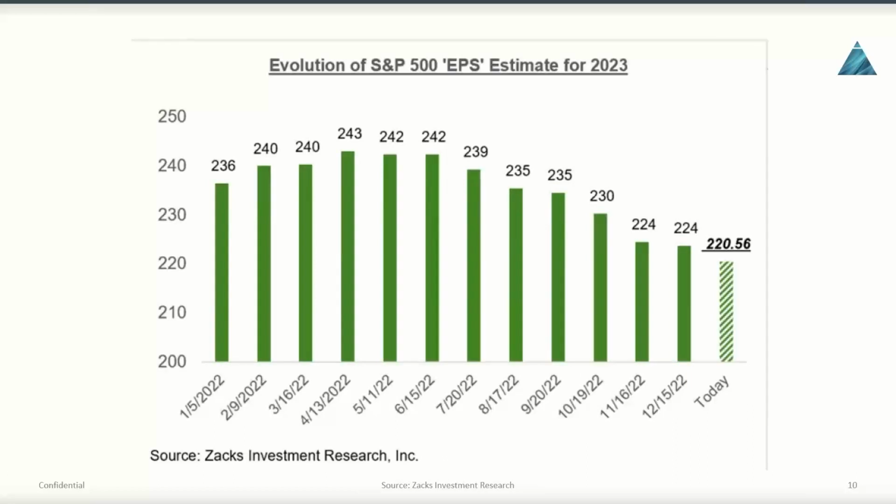This is data that we collect here at Zacks. Remember, we collect estimates from all over the street, from large investment banks to the smaller ones as well. And right now, analysts are at roughly $220 of earnings for the S&P this year. That's down from $236 a year ago and way down from $243 at the top, which was in April of last year, 2022. And I think that this number is going to continue to get slashed.